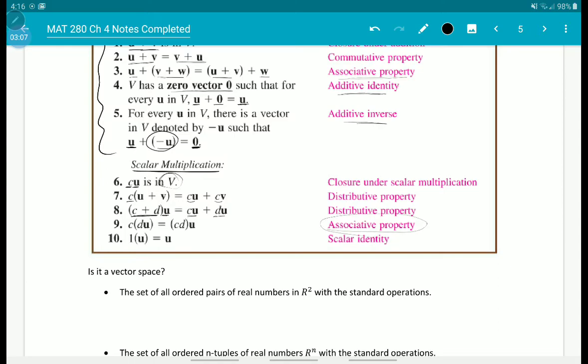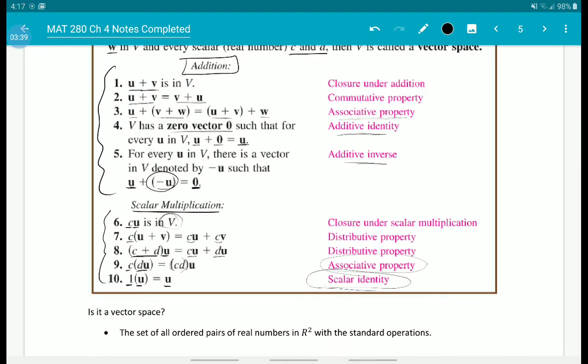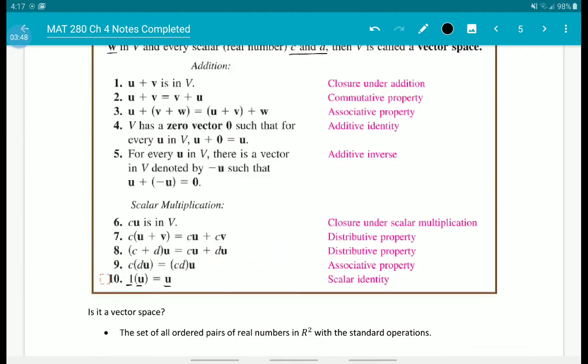Then we have an associative property. If we take C times DU, it's the same thing as grouping C and D together and then multiplying it by vector U. And then we have a scalar identity. And they're calling 1 the identity here. So if we take this scalar identity and we multiply it by our vector, we should get that vector back. Now, these are things that we've been talking about for a very long time. Commutative, associative properties, additive identities, additive inverses, and so on. A lot of things we take for granted because we're dealing with the real numbers, and the real numbers are really nice.